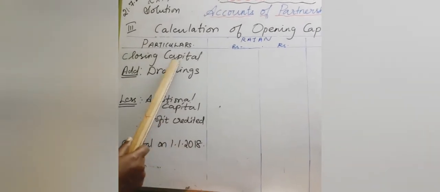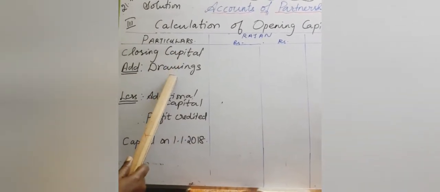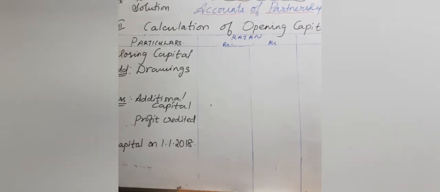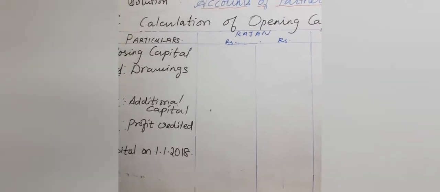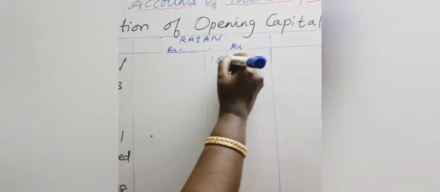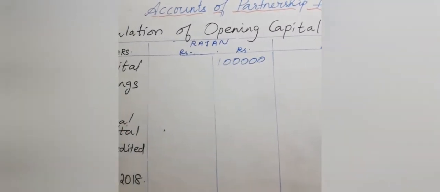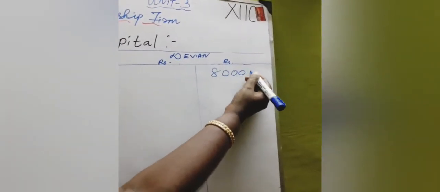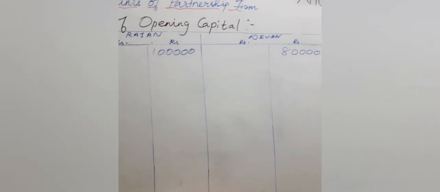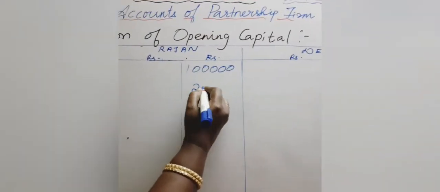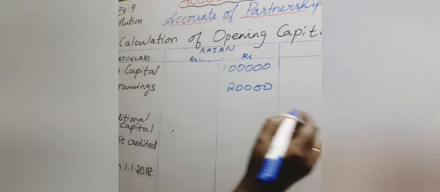You know the format: closing capital, add drawings, less additional capital, less profit earned, you get capital on 1/1/2018. Okay children, now I am going to work out this sum for you. What is the closing capital of Rajan? That is given as 1 lakh rupees. And what is the closing capital of Devan? That is 80,000 rupees. The drawings is given in the question as 20,000 and 10,000.